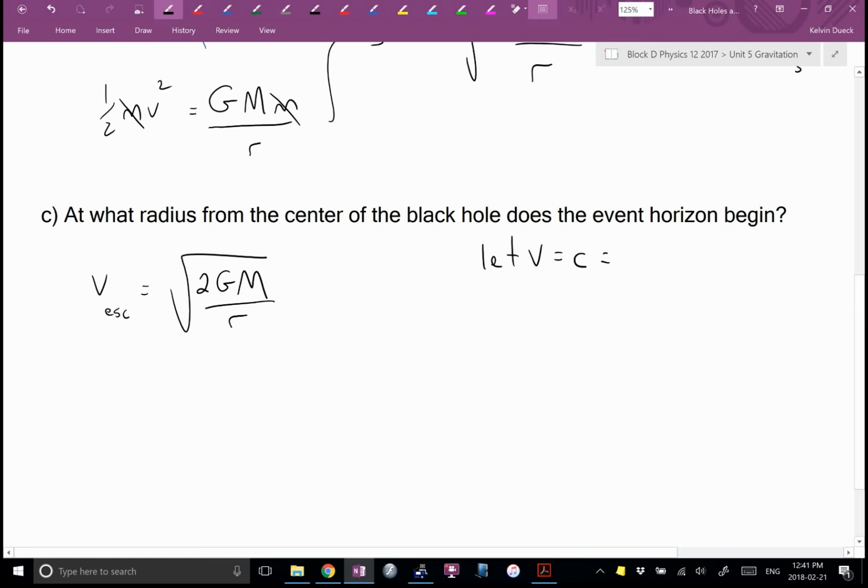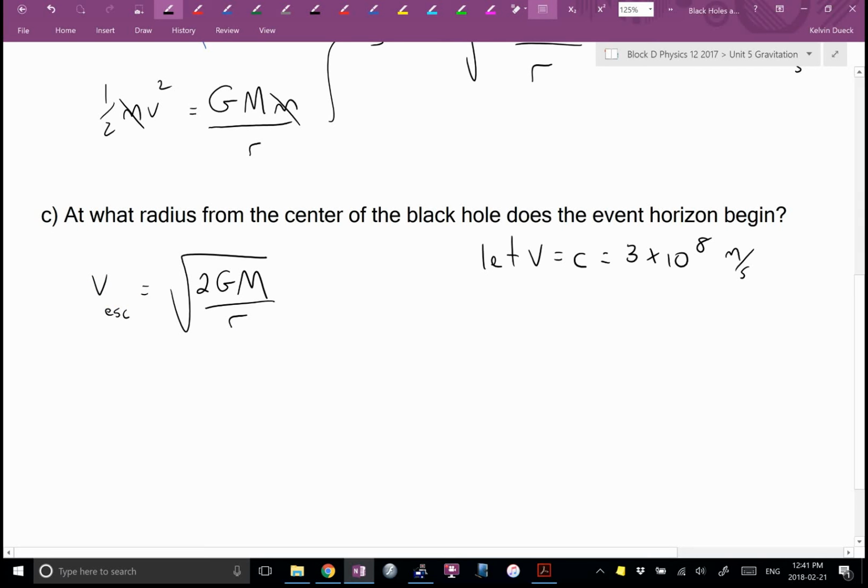I think the speed of light's on there, isn't it? 3 times 10 to the 8th? Speed of light in the vacuum. Yeah, it's there. Okay, so I'm going to replace that with that, but first, let's get the R by itself.